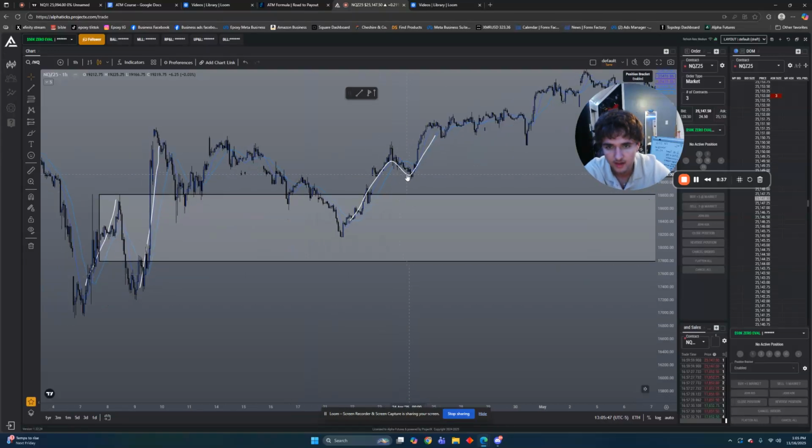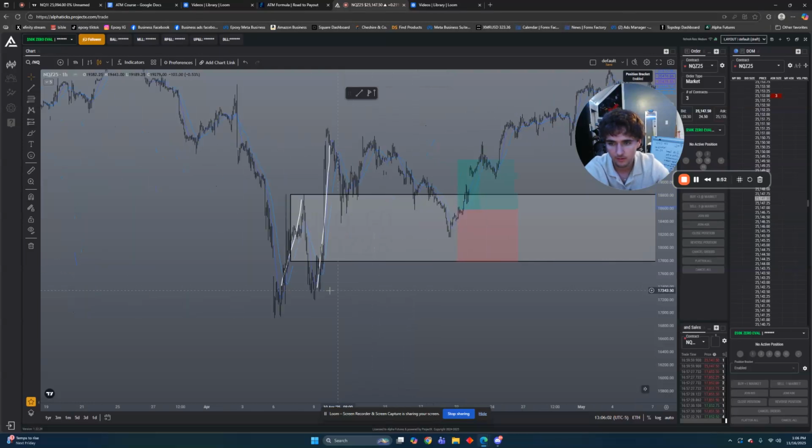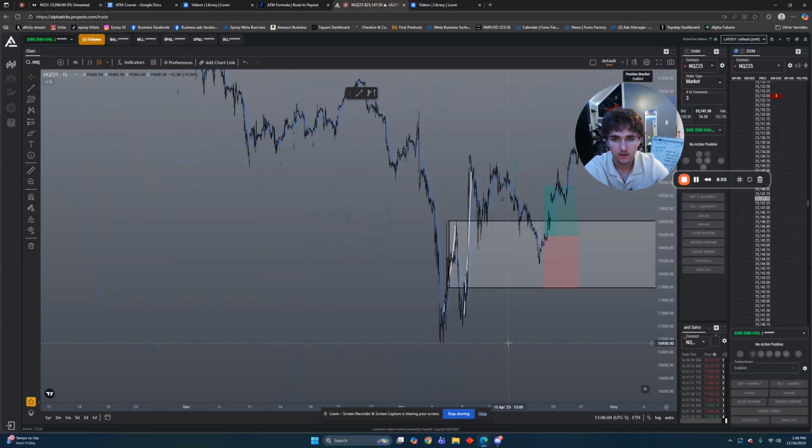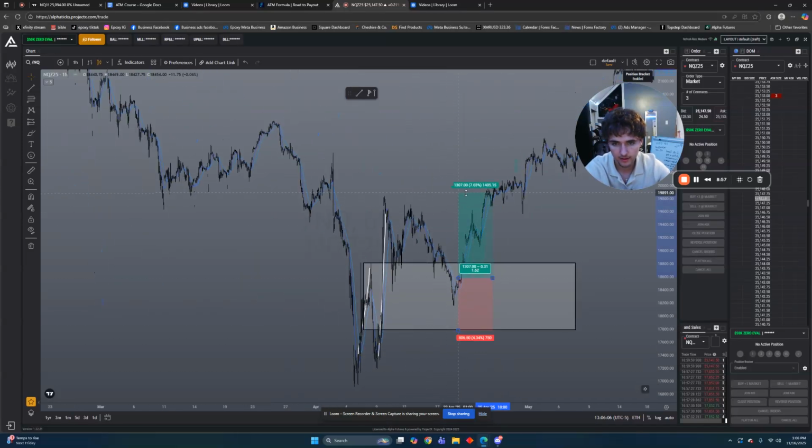So what would our setup be here? We got in a long position here, say on this break of structure, right there. We could put our stops below this zone, at the swing low, and we could target buy side liquidity. So we could target here, here, and here.